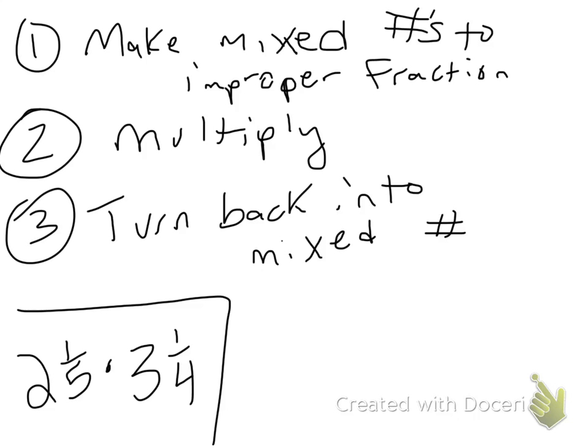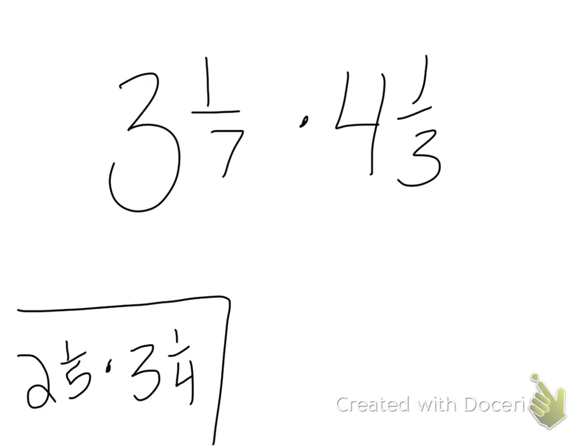So let's try 3 1/7 times 4 1/3. Okay, I want you to use your 3 steps, and I want you to pause and solve. Go. Okay, step number 1 is make them into improper fractions. So 4 1/3, that'd be 4 times 3 is 12, plus 1, 13/3. And this 3 1/7, you take 3 times 7 is 21, plus 1, 22/7.